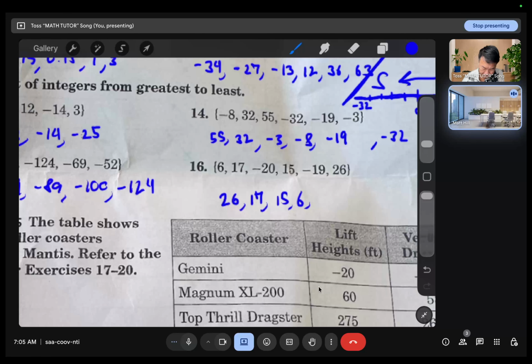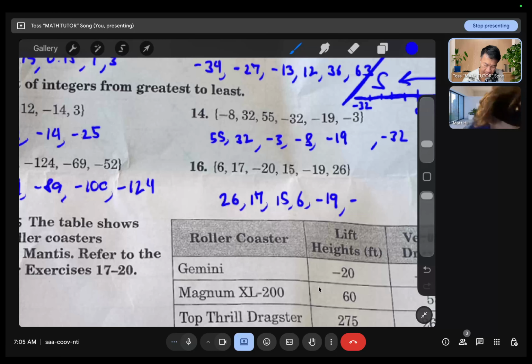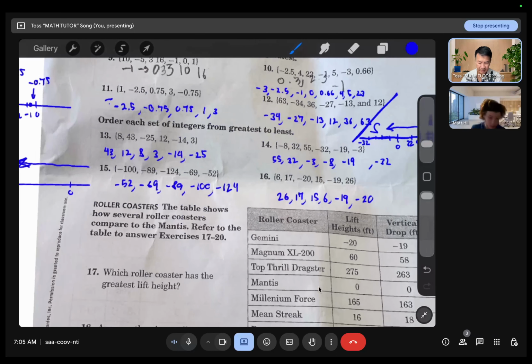26. Then negative 9. 19. Yeah, 19, right? Okay, good. And then negative 20. Yeah, you got it. Yeah, you got them. All right.